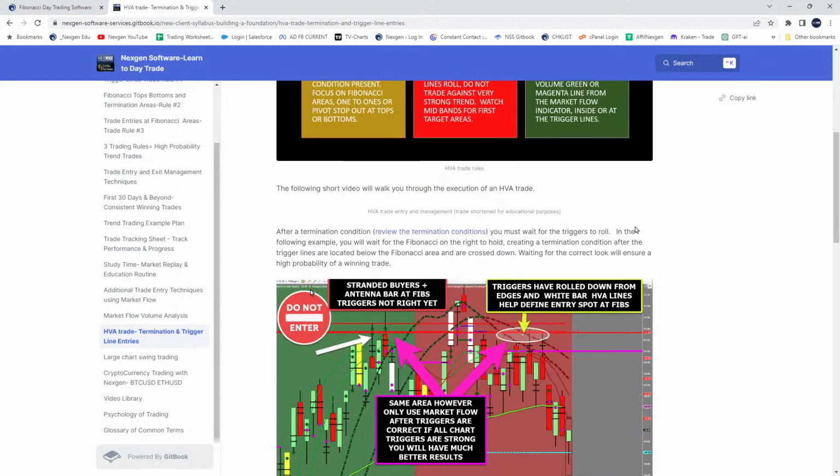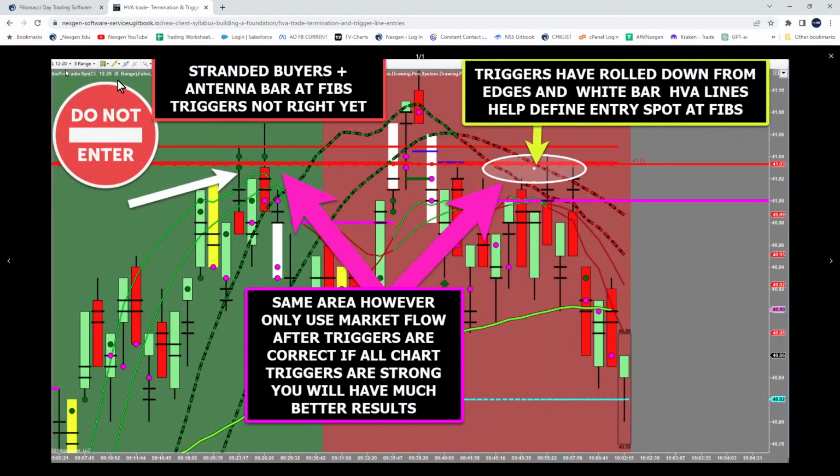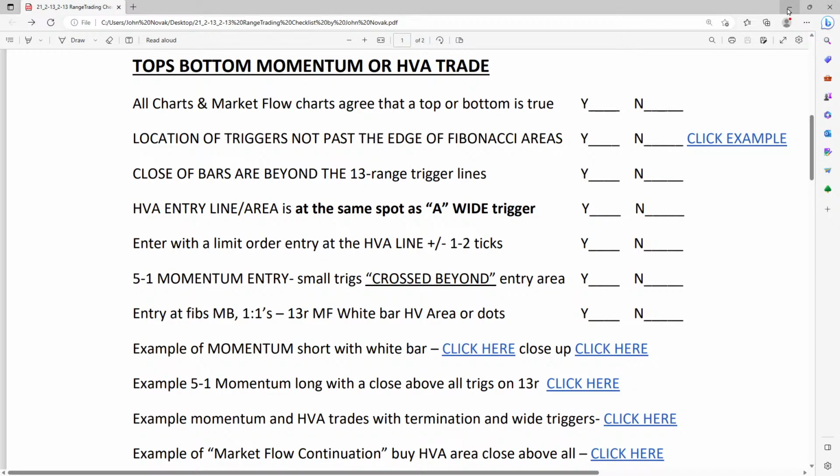Now, the trick is, and again, this is a very old picture from like September of 2020, I think. The trick is to not be in love with the area so much and to wait for the area and triggers. It just so happens the market is very, very nice about giving us examples of this.